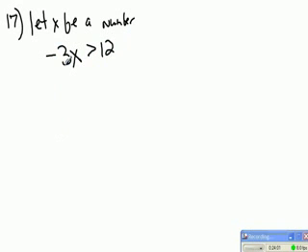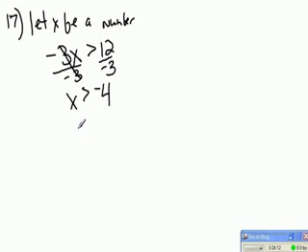I want to get x by itself. Right now it's multiplied by negative 3, so I'm going to do the opposite, so divide by negative 3 on both sides. X is greater than negative 4. I need to check my answer. Is that right? If you do the check, you will find out if I made a mistake.